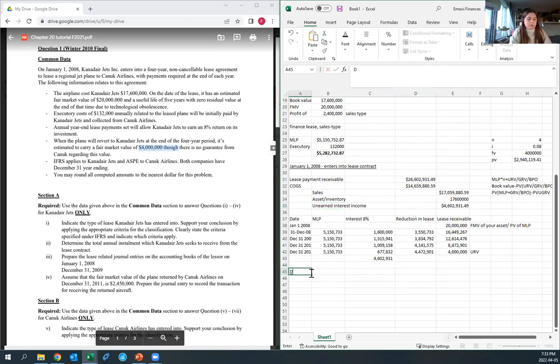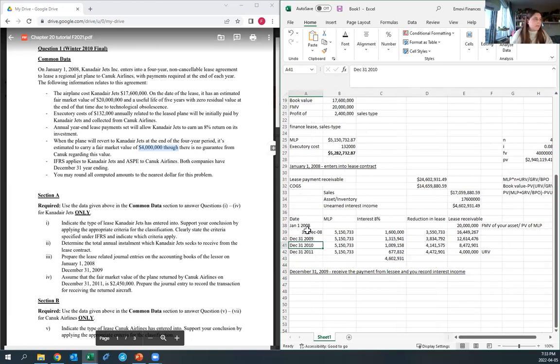All right, on December 31st, 2009, you receive the payment from the lessee, and you record your interest income for the year. So here it's going to be this line here that we're going to look at. First I'm going to receive the payment from the lessee, so it's cash, and it's going to be the 5.282. You're going to have a decrease in your lease payment receivable of 5.15, and you're going to have executory costs of 132,000.